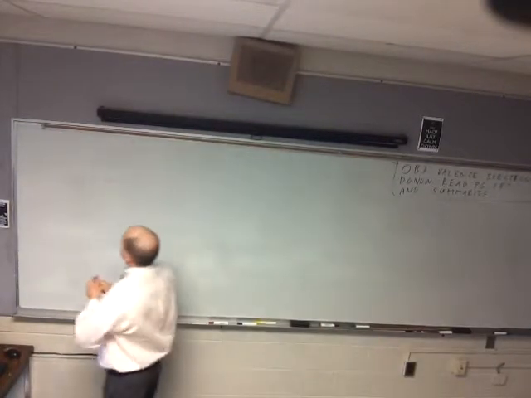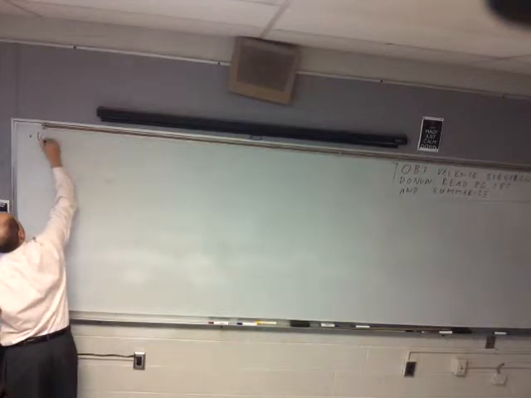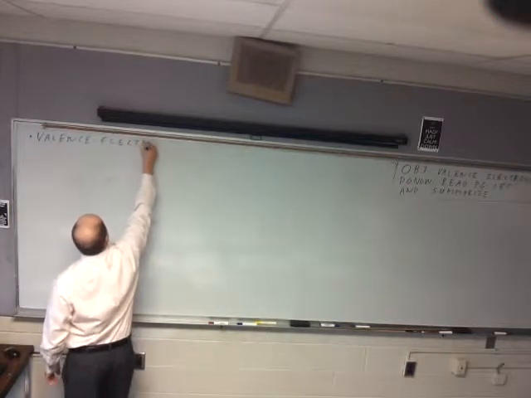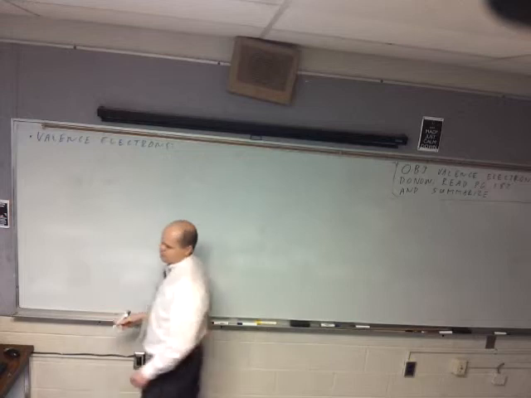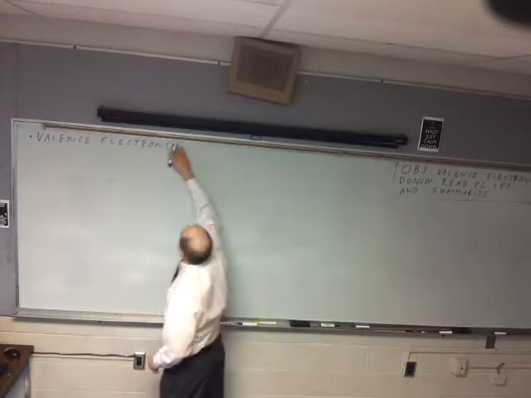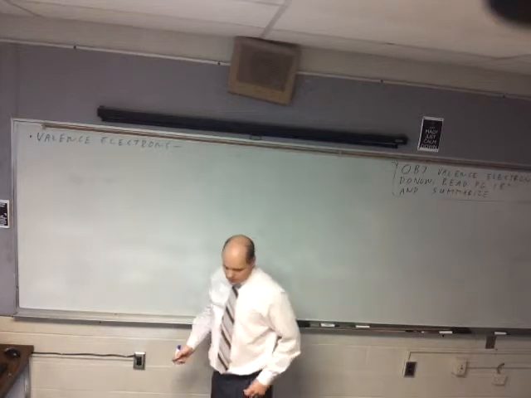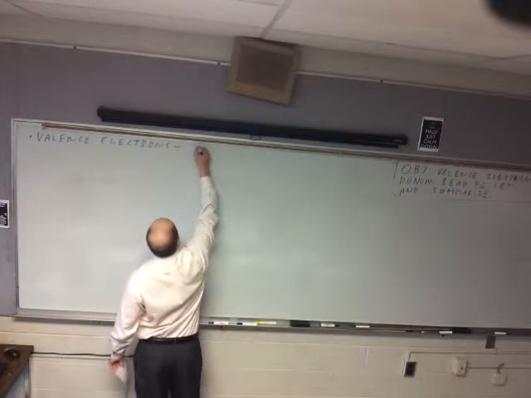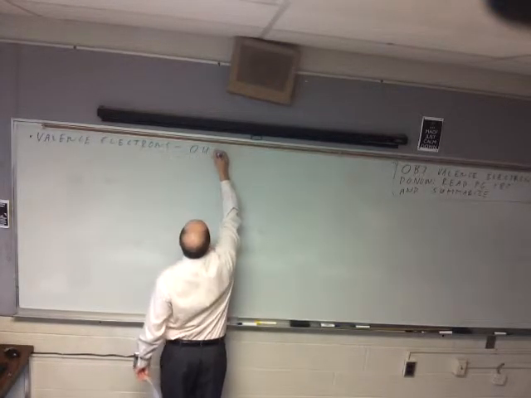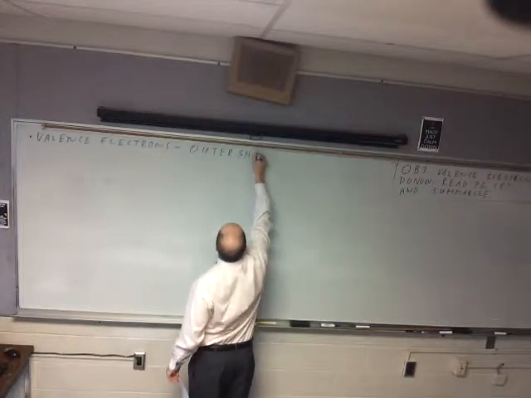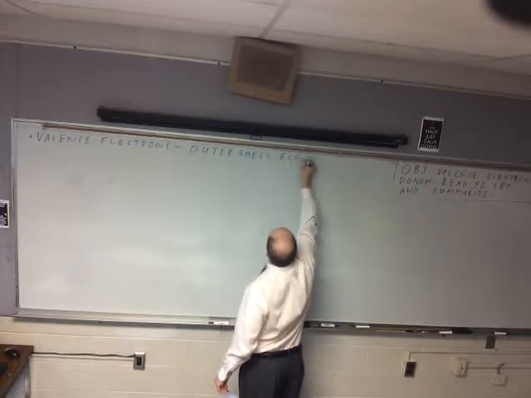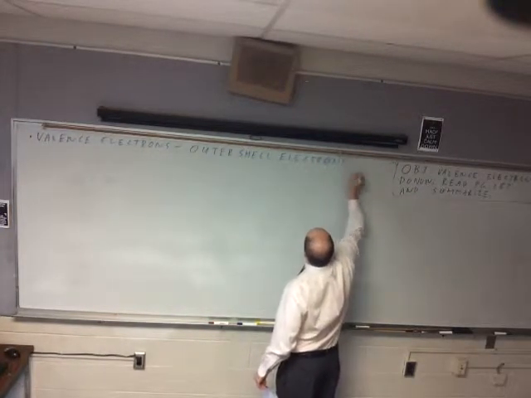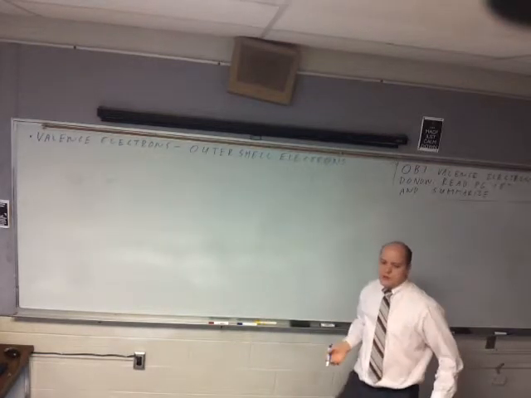Alright, so valence electrons. Put a dash here, so I'm going to give you a definition of this. Valence electrons are just outer shell electrons. So really we're just looking for the number of electrons in the outer shell of the atom.